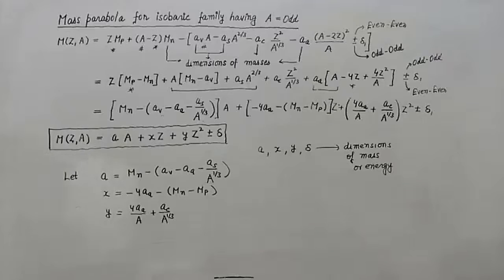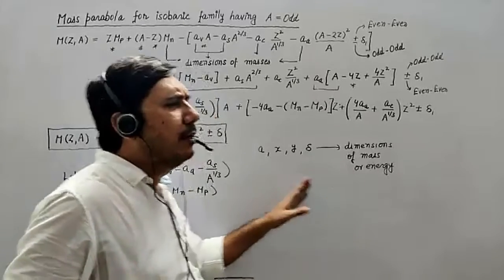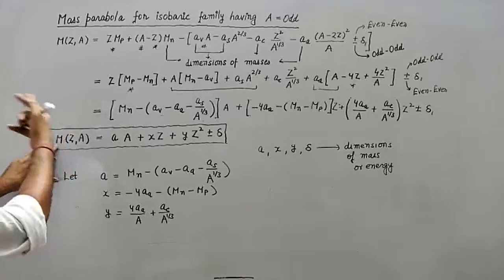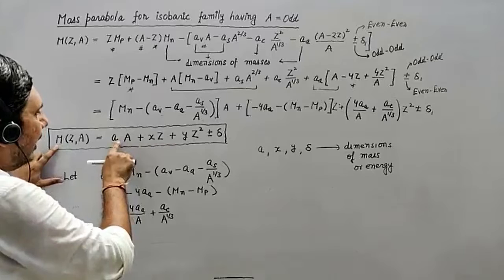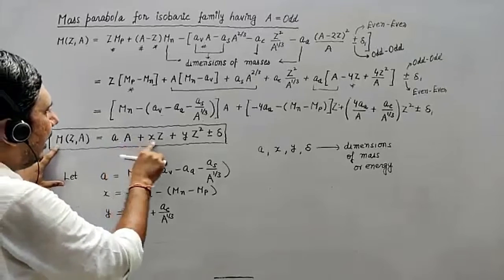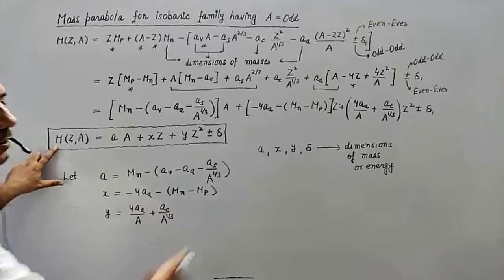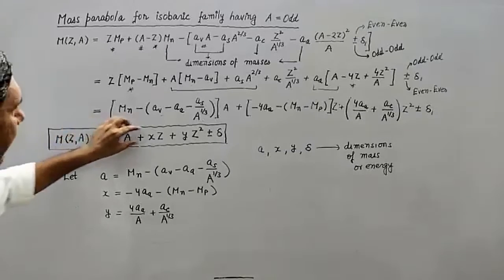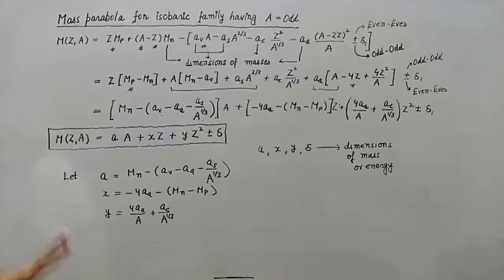So all the three terms, a, X and Y, can be written in terms of dimensions of mass. Or you can even write this mass in terms of energy units. In that case, I will write a, X, Y and delta in terms of energy units, so the dimensions will be the same. In this way, we have simplified the liquid drop model formula into a simple form.